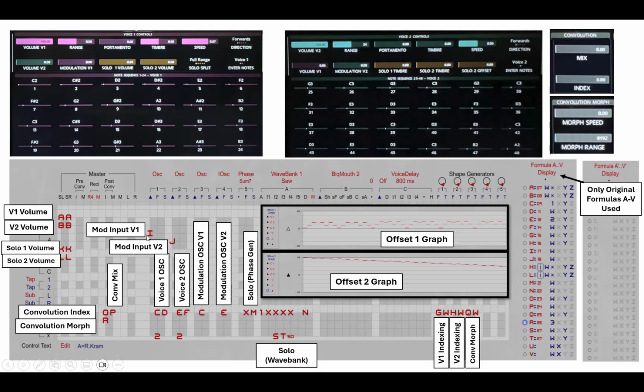So I'll have formulas that do the modulation, then I'll have a formula that controls the solo voice, the phase generator. I'll have formulas that control the wave bank, the other solo voice. And then I have some formulas for shape generators, the formulas that index through the two offset graphs, and a shape generator that controls some dynamic morphing, some dynamic indexing through the convolution, so you can apply a shape and an automatic output of a changing convolution based on a shape.